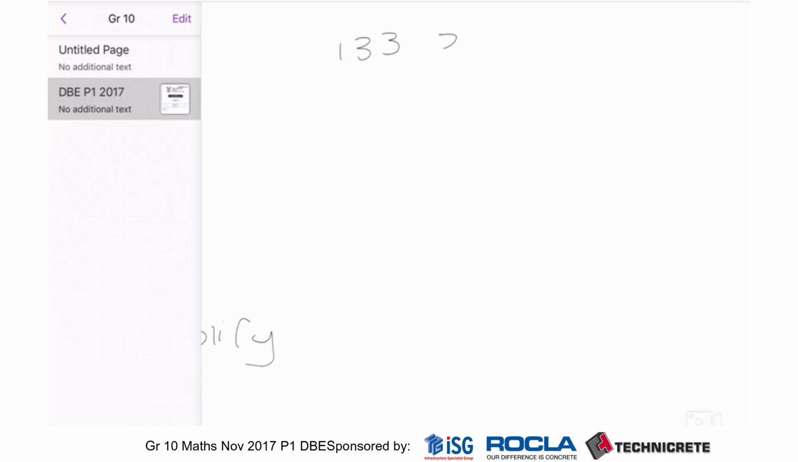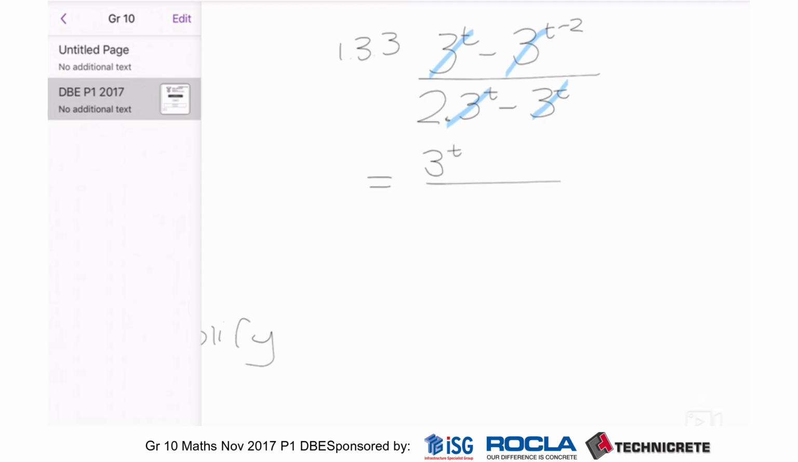1.3.3. We've got 3t minus 3t minus 2 all over 2 times 3t minus 3t. Okay, first thing that I can see is that I have common factors that I can take out. Okay, so I'm going to take out 3t as a common factor on the top and at the bottom. Okay, so at the top I'm going to be left with 1 minus 3 to the power of negative 2. At the bottom I'm going to be left with 2 minus 1.